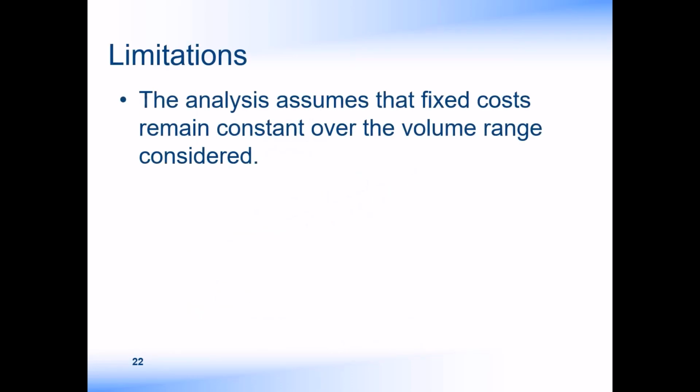The analysis assumes that fixed costs remain constant over the volume range considered. If there is a rise in fixed costs at a given output due to stepped fixed costs, for example having to rent an additional room, there may be a loss incurred until a second level of output is reached that covers the additional fixed costs.